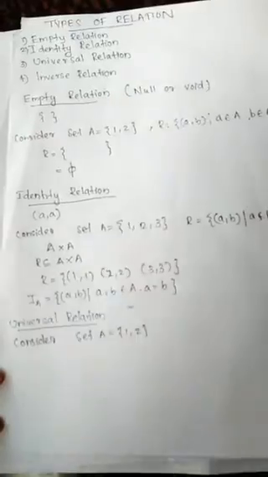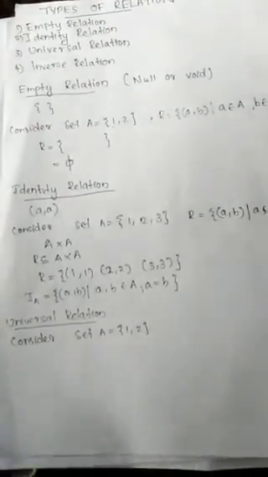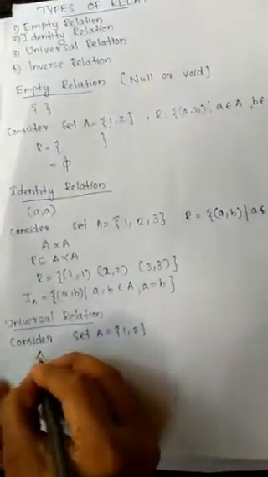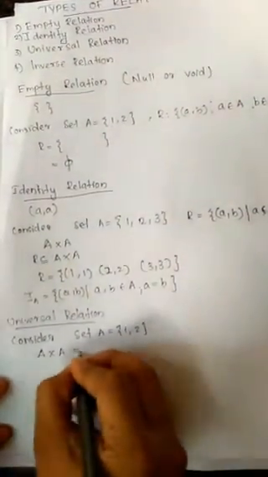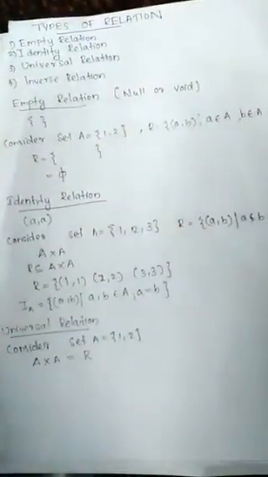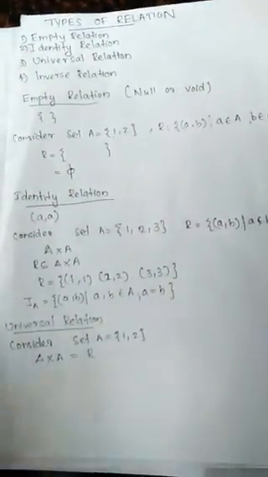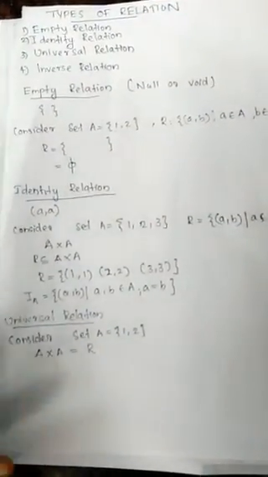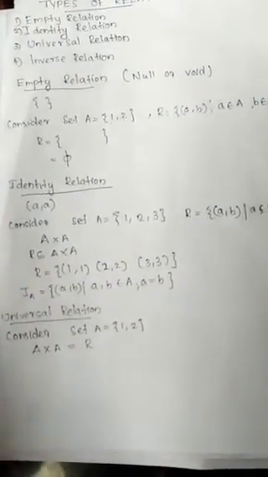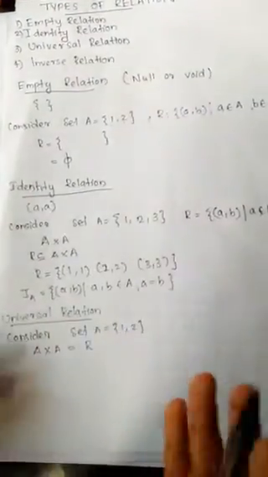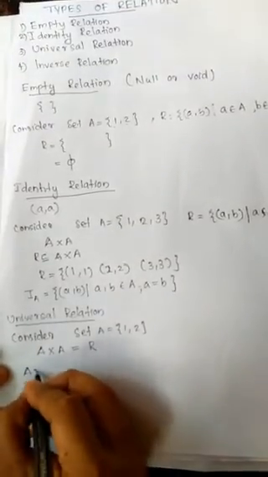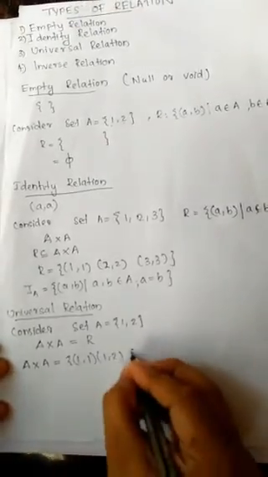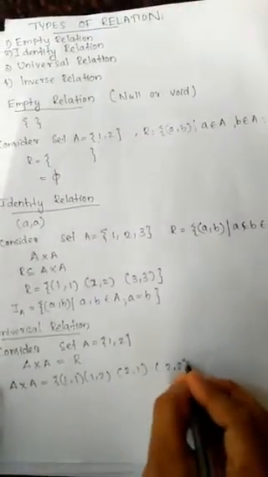What is the set builder form of the universal relation? It describes that the number of elements in the Cartesian product A cross A should be equal to the number of elements in the relation. That means every product, everything, will be included. Then it describes the universal relation. What is A cross A? The Cartesian product A cross A is (1, 1), (1, 2), (2, 1) and (2, 2). We already know that.